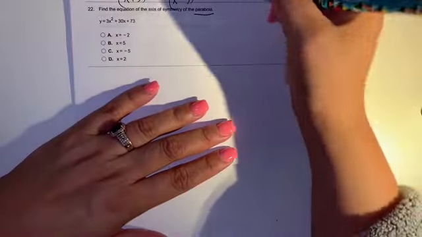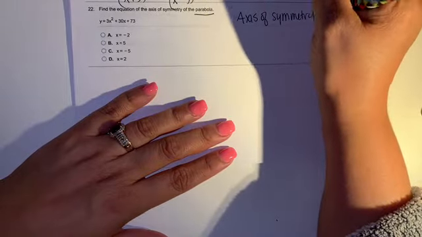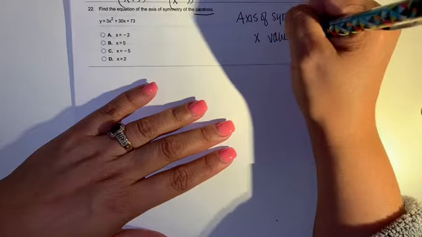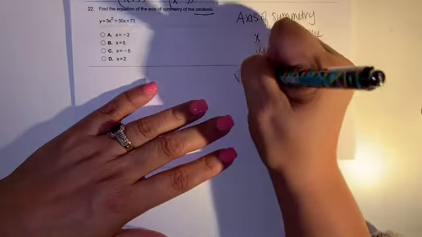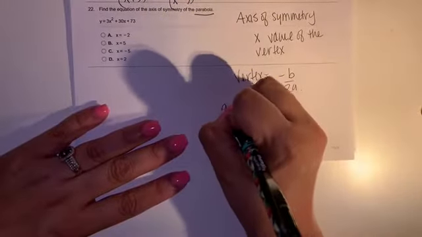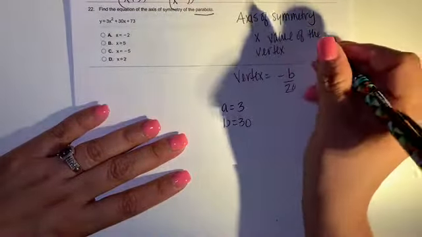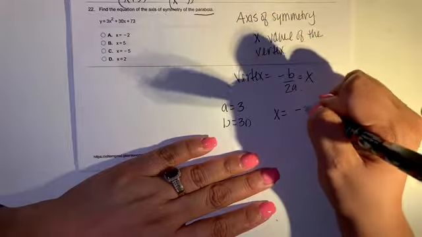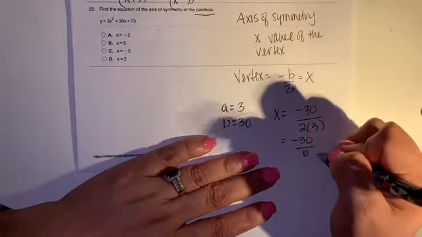Find the equation of the axis of symmetry of the parabola. Okay, so the axis of symmetry is the x value of the vertex. And you know that the vertex x equals negative b over 2a. So a equals 3, b equals 30. And this is also equal to the x. So x equals negative 30 over 2 times 3, equals negative 30 over 6.